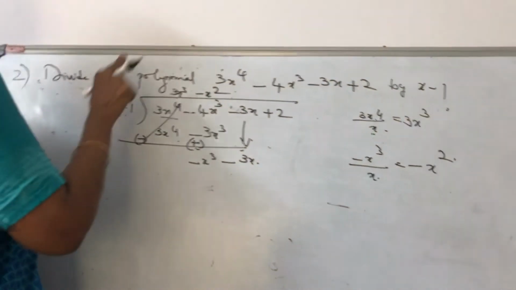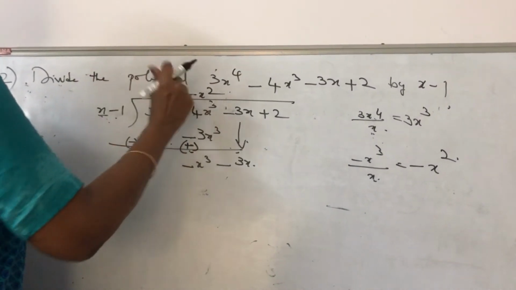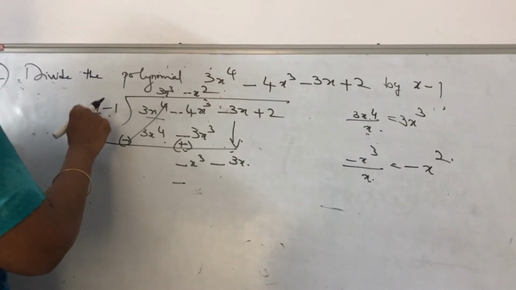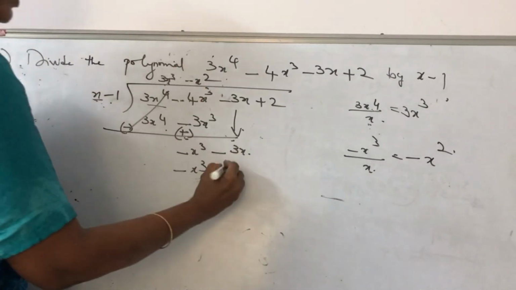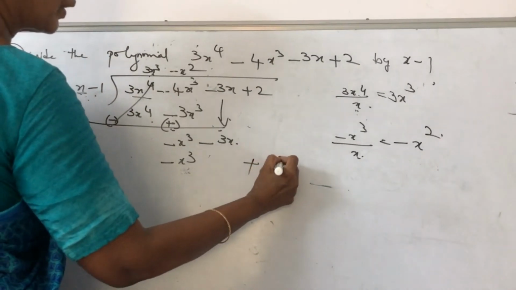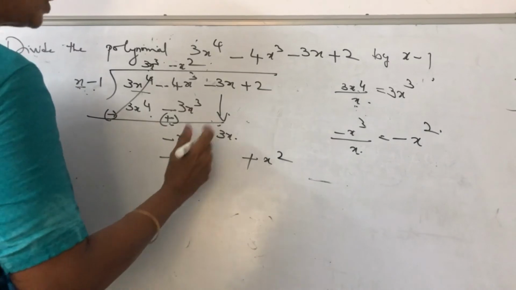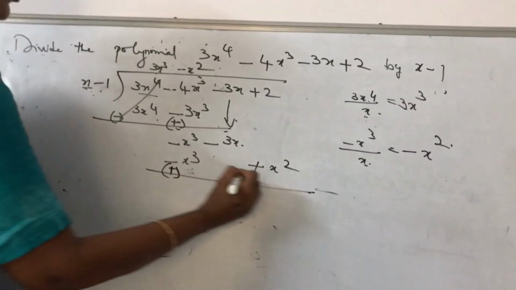Divisor into quotient. Plus into minus, minus. x into x squared, x cubed. Minus into minus, plus 1 into x squared, x squared. This is not x squared, this is only x. Change of sign. It is change of sign.